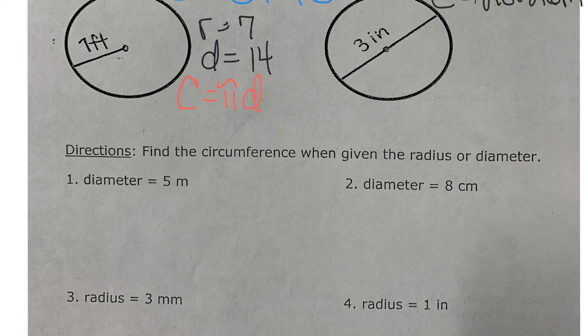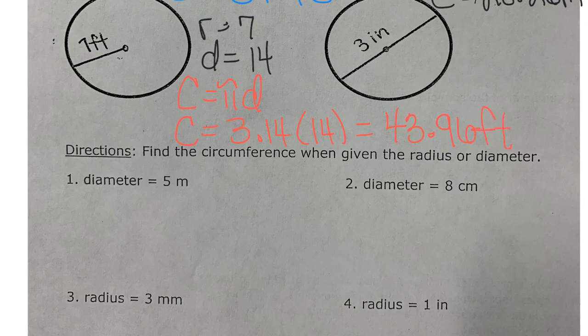Sam, what are we going to replace the pieces with? 3.14 and 14. 3.14 times 14. And that will give you a circumference of how much? Keelan? 43.96. 43.96 what? Feet. Very good.